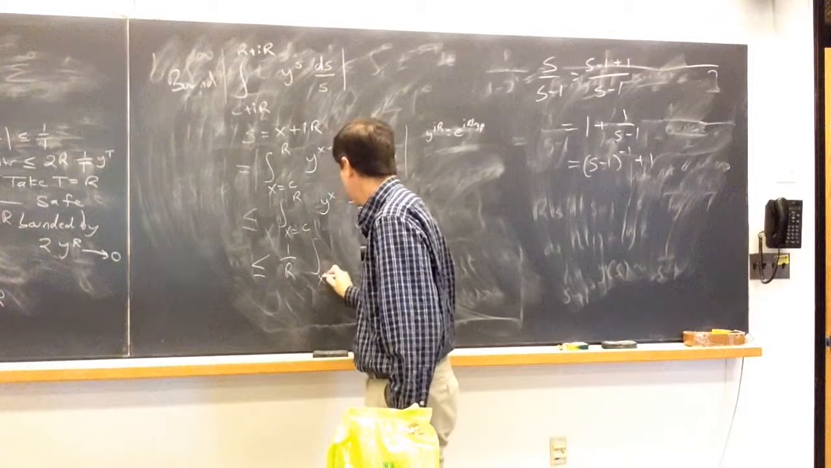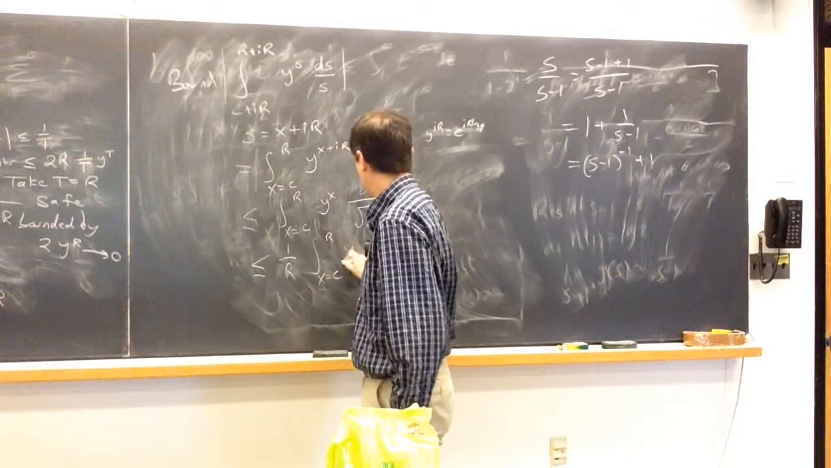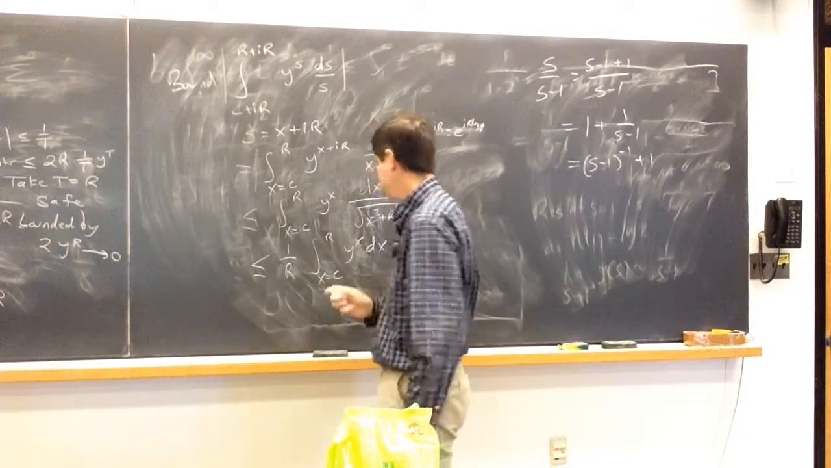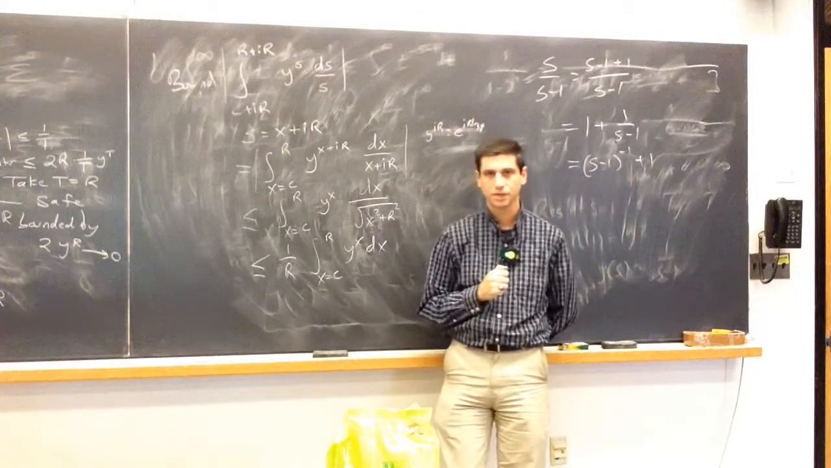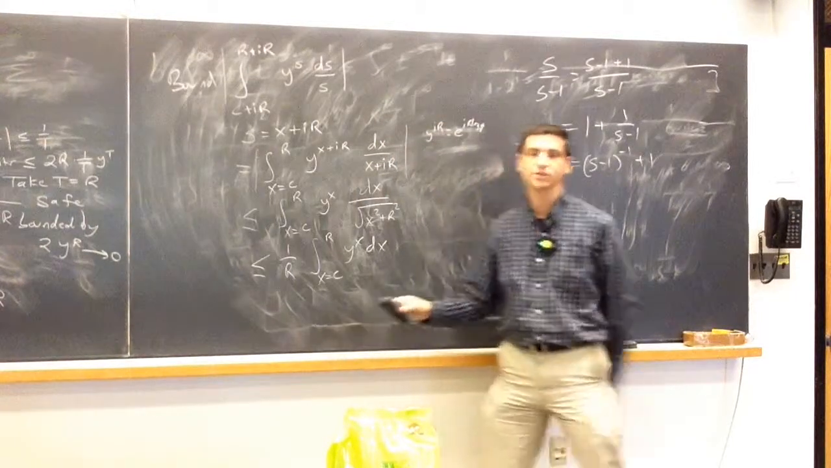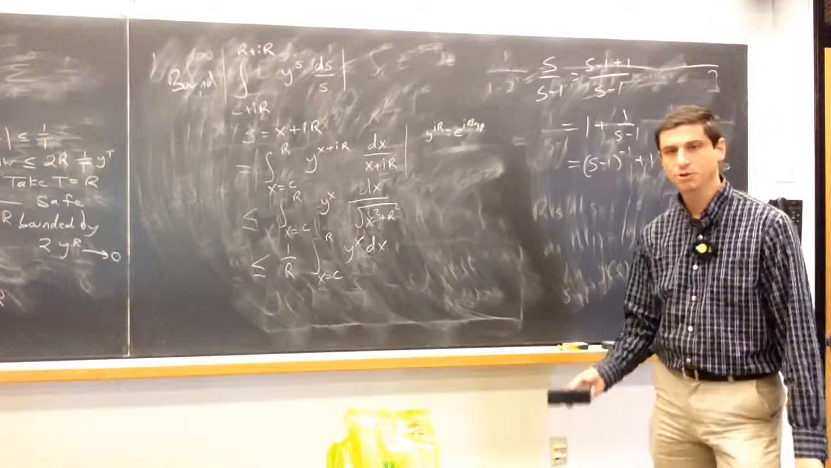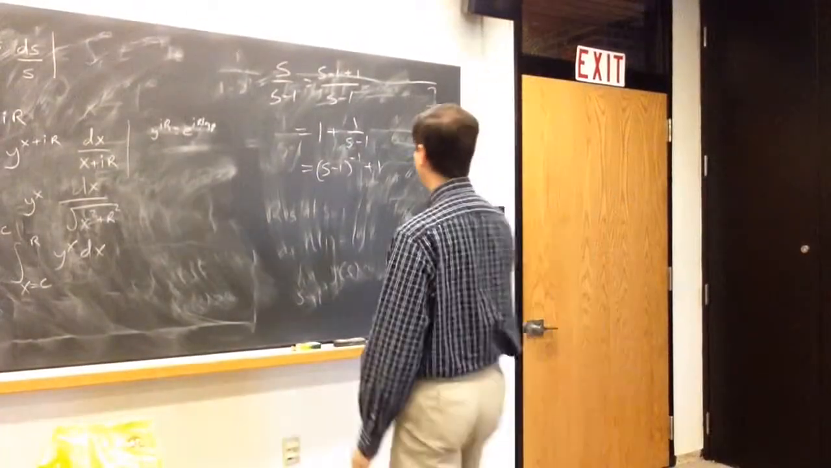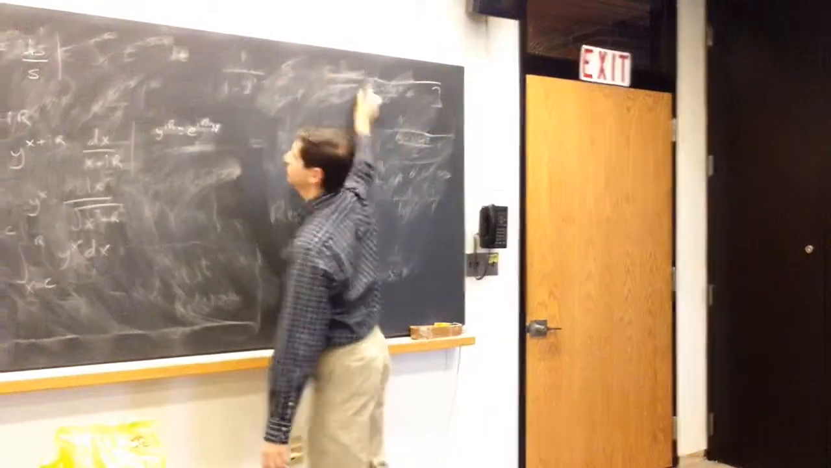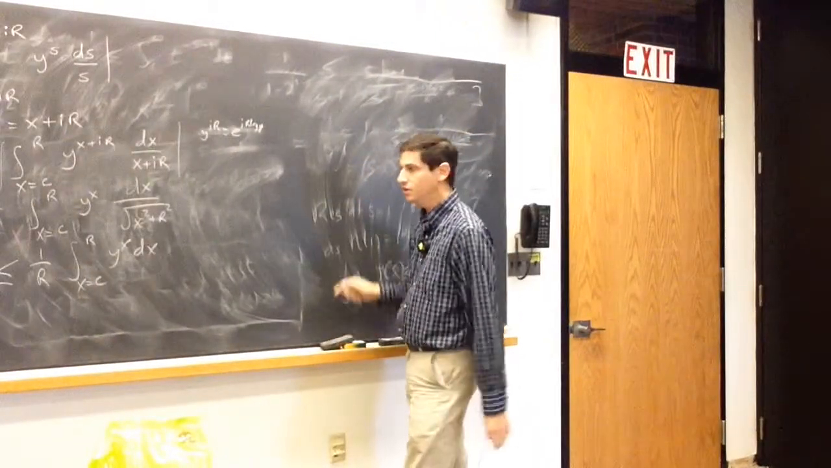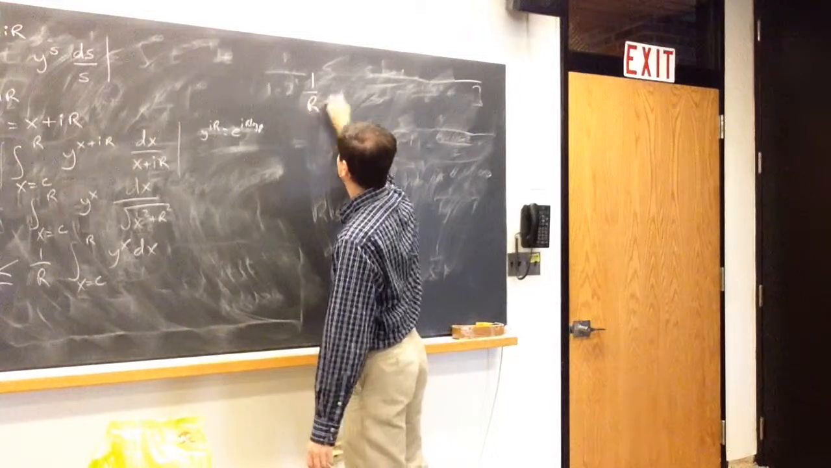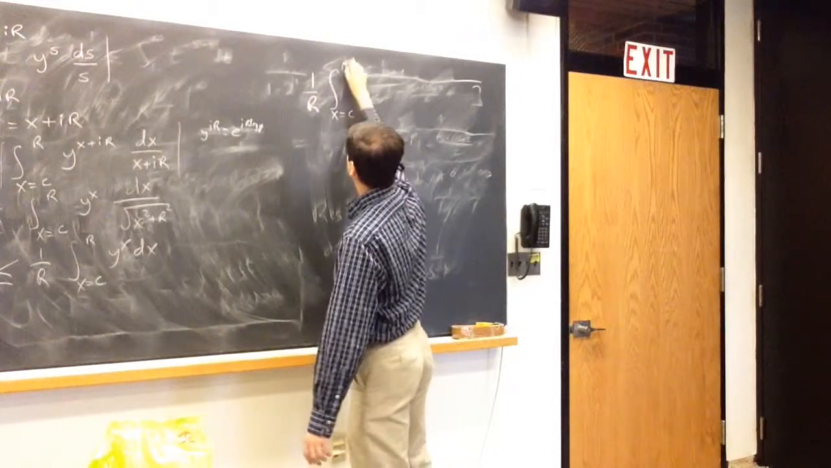The integral x goes from c to r of y to the x dx. And this is what I want you to get a sense of, as to how you would try to attack and approach problems like this. Where do we have something that we can exploit? Where do we have something we can work with? Okay? So now we have a 1 over r, integral x goes from c to r.